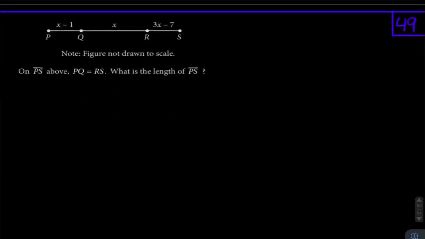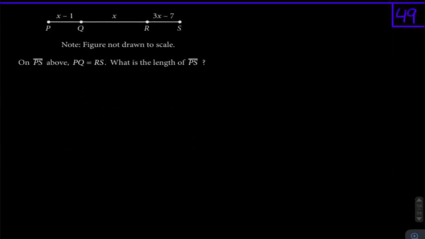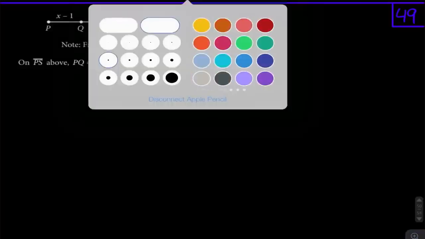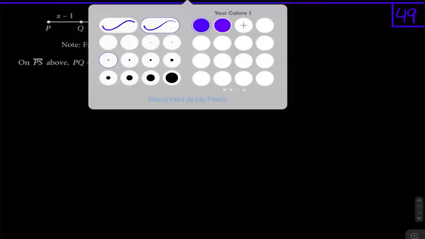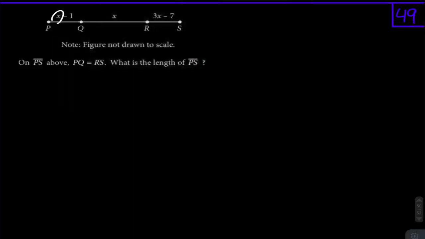Moving on to problem 49. This problem says on the segment PS above, PQ is equal to RS. What is the length of PS? We're looking for the length of this entire segment, and to find that, we need to figure out what x is. How do we do that? Well, it gives us that PQ is equal to RS. So lengthwise, that means x minus 1 would equal 3x minus 7. This length equals this length.